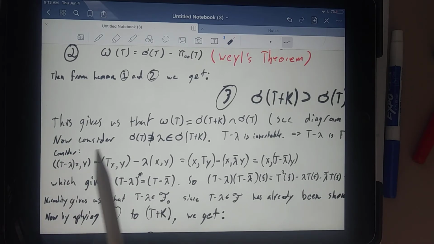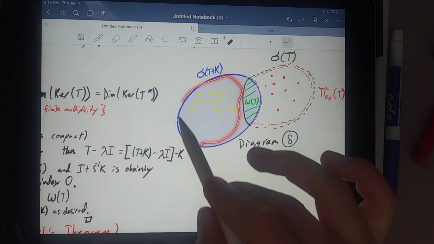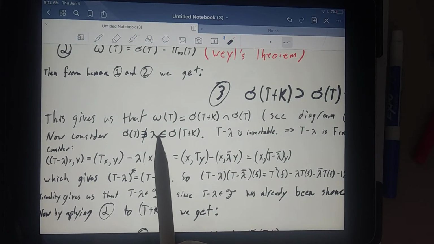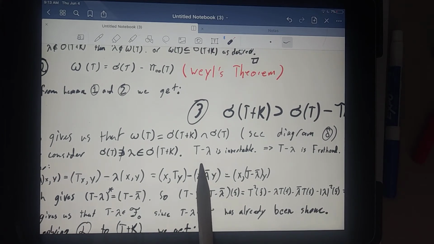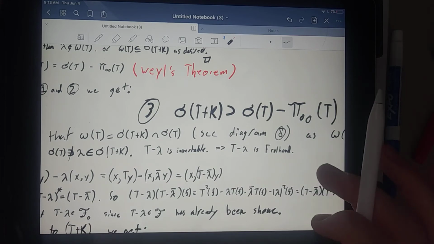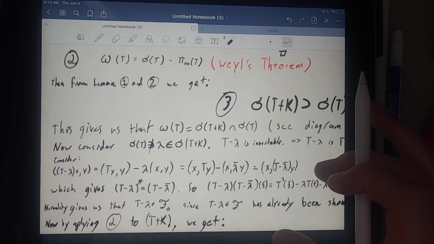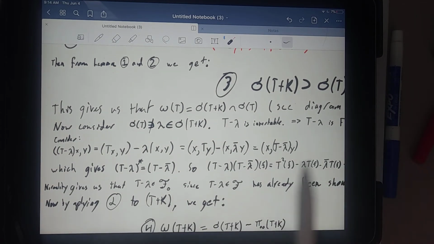And so now what we want to do is consider what happens when we have something that is in that yellow region, that is in here. So we're going to take a lambda that is not in the spectrum of t, but is in the spectrum of t plus k. And what does this tell us? Well, this tells us that t minus lambda must be invertible, right? Which tells us that t minus lambda must be Fredholm. And again, that's going to follow from our discussion with the diagram and the fact that it has to be in the middle.